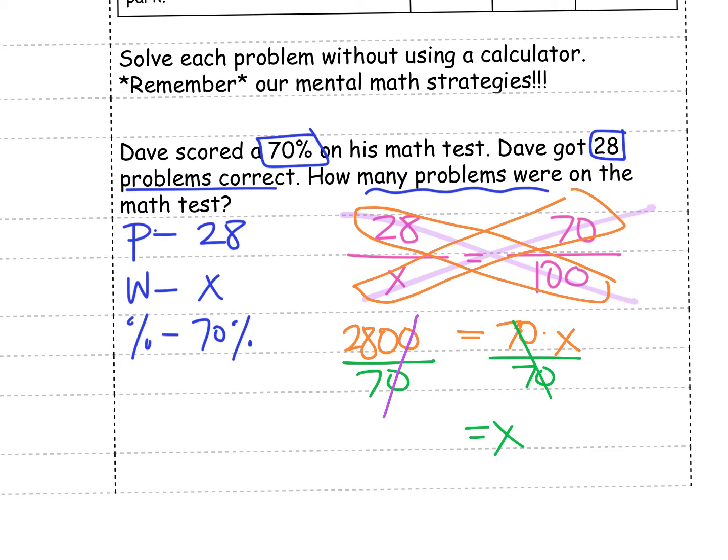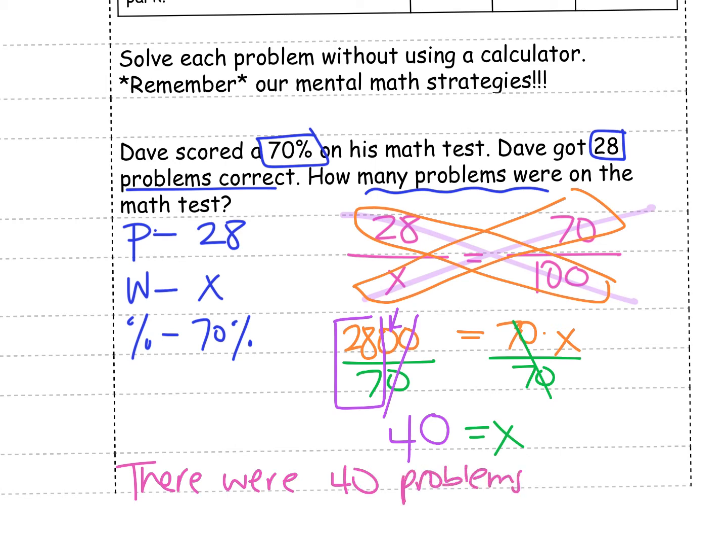Cancel as many zeros as possible. So if you have a 0 on the top, you can cancel with a 0 on the bottom. And then look at your numbers themselves. I know 28 divided by 7 is 4 because that's a simple math problem. And then we had another 0. So it is 40. So that's how many problems are on the test. And because this is an application problem or a word problem, put that in a sentence. There were 40 problems on the test. And then we have our solution.